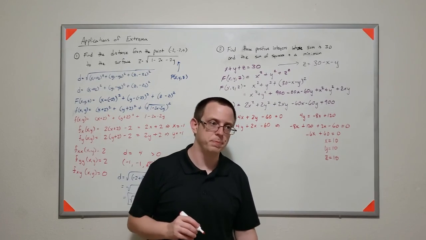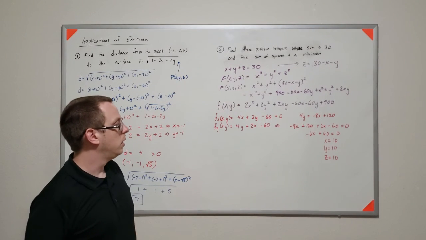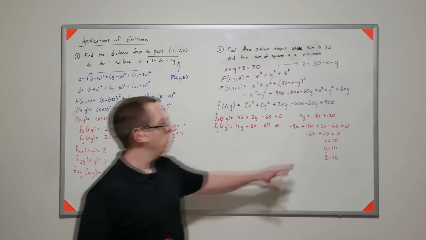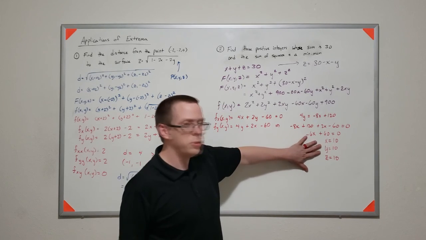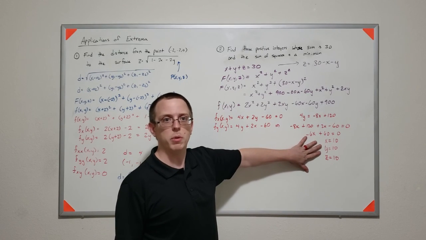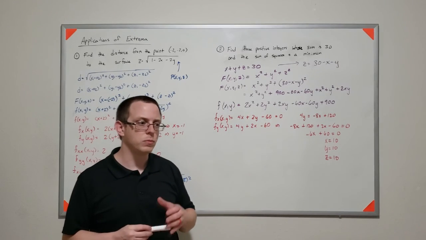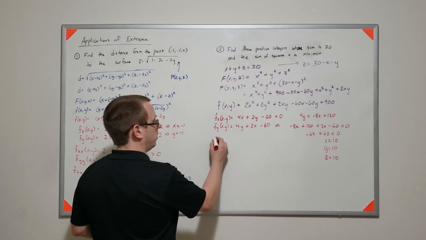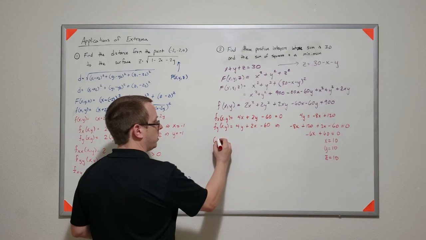So then you might have to ask yourself, did I get a maximum or a minimum? Well, there's a couple of ways to check that. You could check some other value, and that will let us see whether this is going to be a maximum or a minimum.